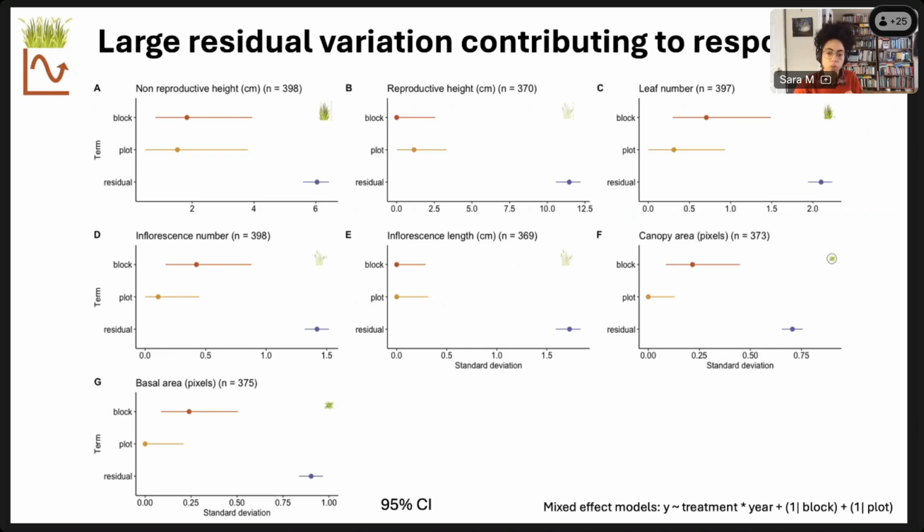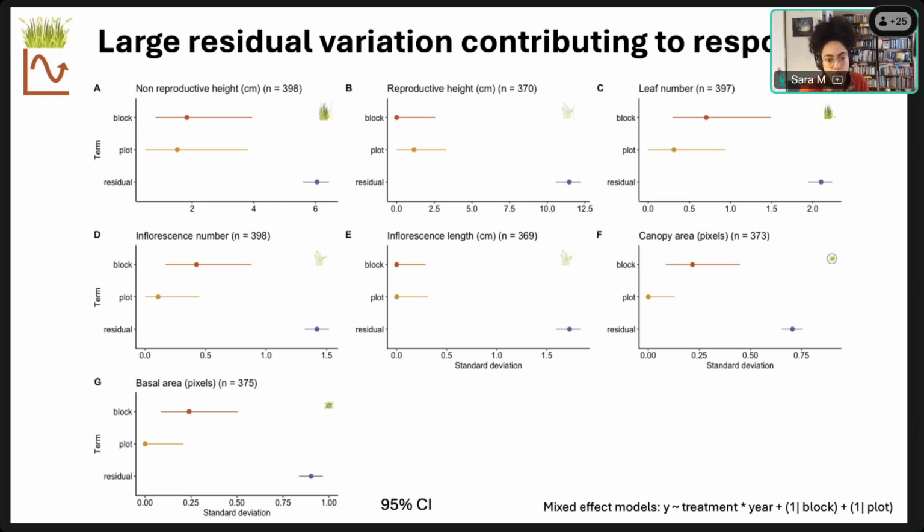And then thinking about the random effects now: which effects were contributing the most to responses? Here we have each of the demographic responses, and then we have block, plot and residual for each of them, and then we have the standard deviation along the bottom. You can see there's a large residual variation across all of them, and probably a large part of that is individual-level variation. There will be some measurement error, etc., but I don't expect that to be a large proportion.